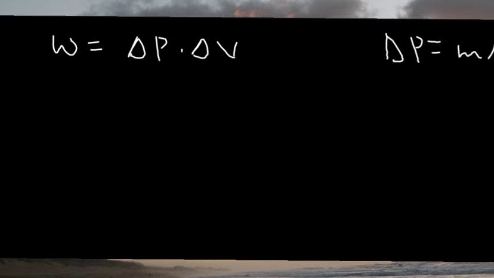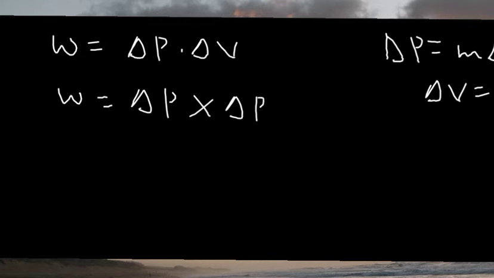So work done is equal to change in momentum times change in v, but change in momentum is equal to mass times change in v. So change in v is equal to change in momentum over mass. Work done is equal to change in momentum times change in momentum over m.